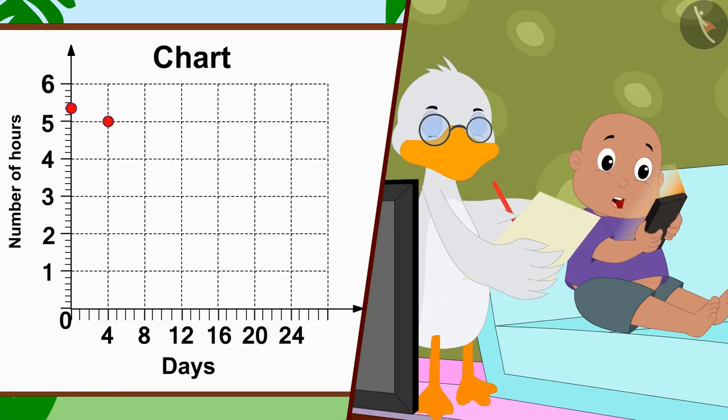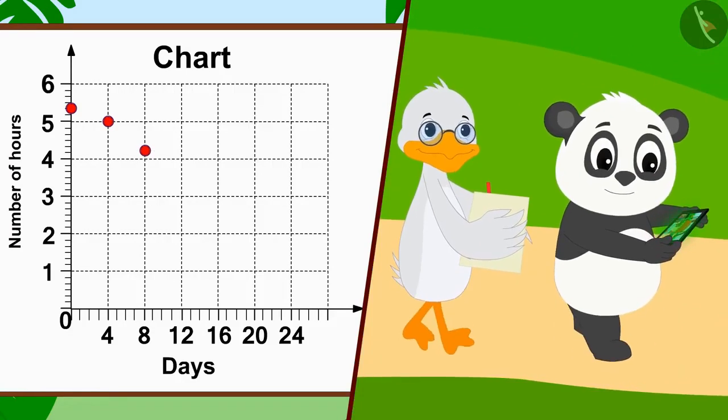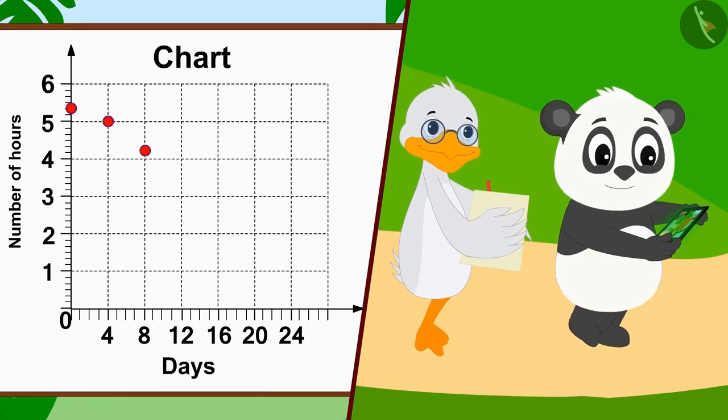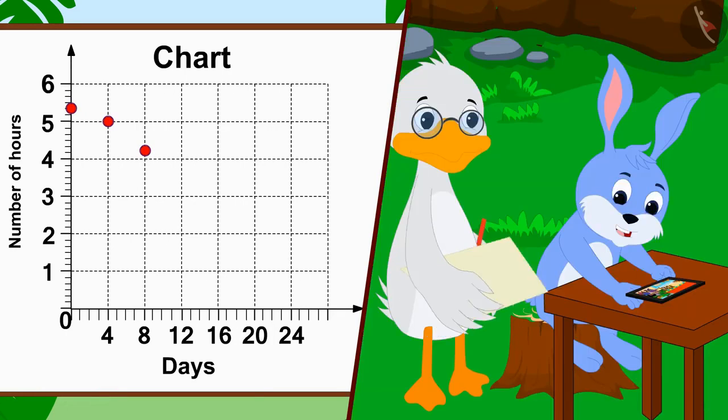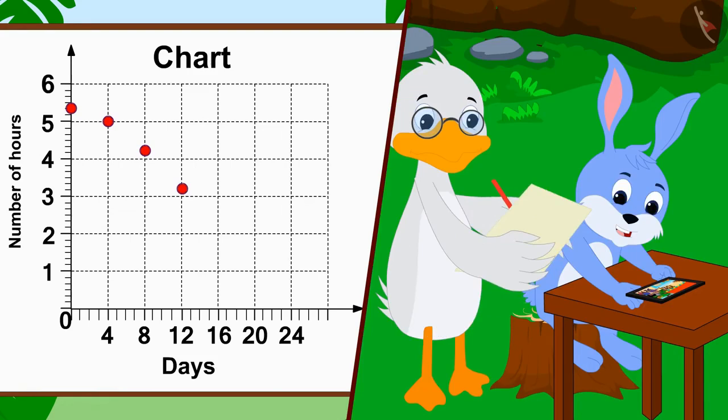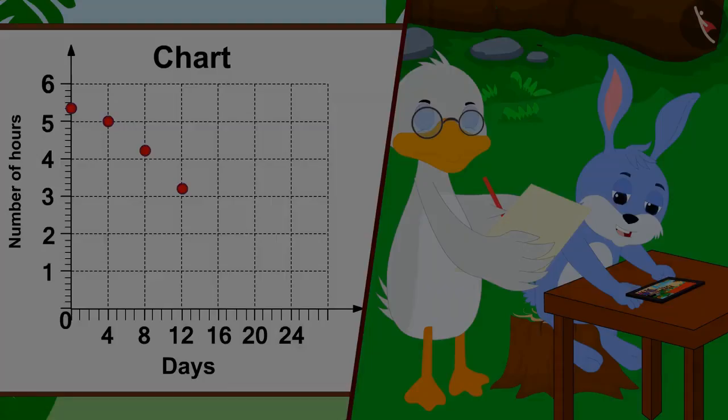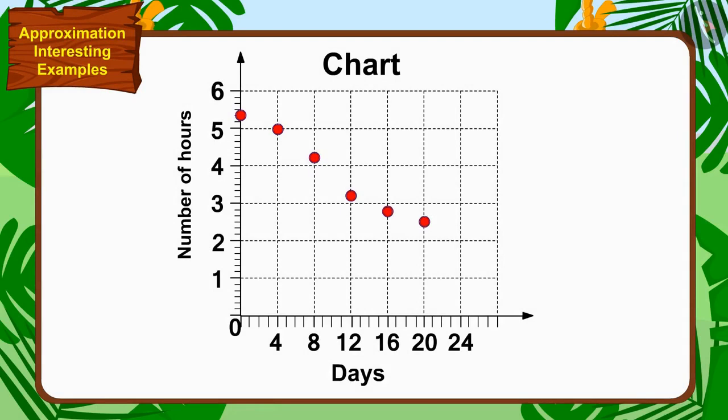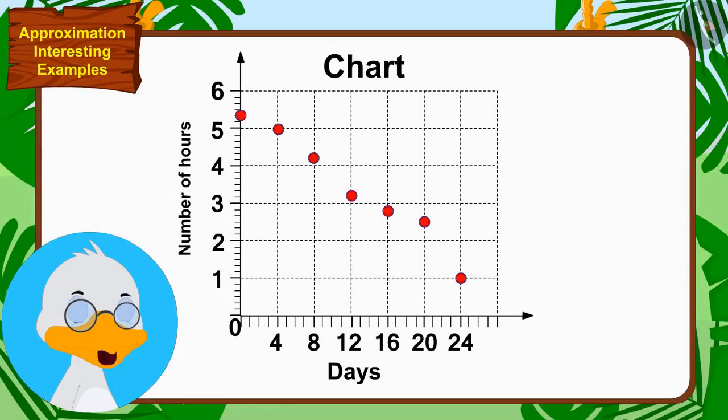Now, uncle started recording the average time spent on the phone every 4th day on the chart in this way. Uncle recorded the time spent on the phone by the children for 24 days. 24 days are over. Let me look at this chart to find out between which days the time spent on the phone by children has been cut the most.